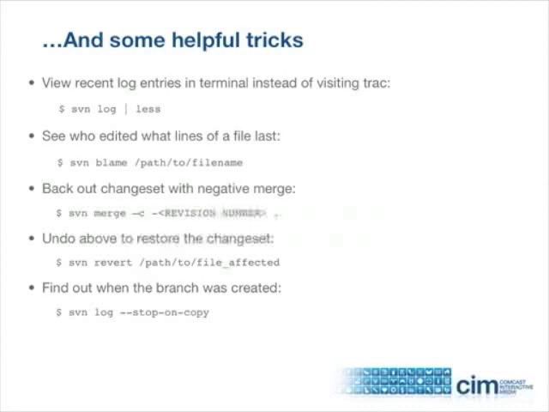You can also see who edited what lines of a file last with svn blame and specifying the path to the file name. This is pretty helpful when trying to figure out who's done what. You can back out a change set with a negative merge, svn merge -c -revision number. You can undo the above and restore the change set with svn revert and specifying the path to the file affected. You can find out when the branch was created with svn log --stop-on-copy.